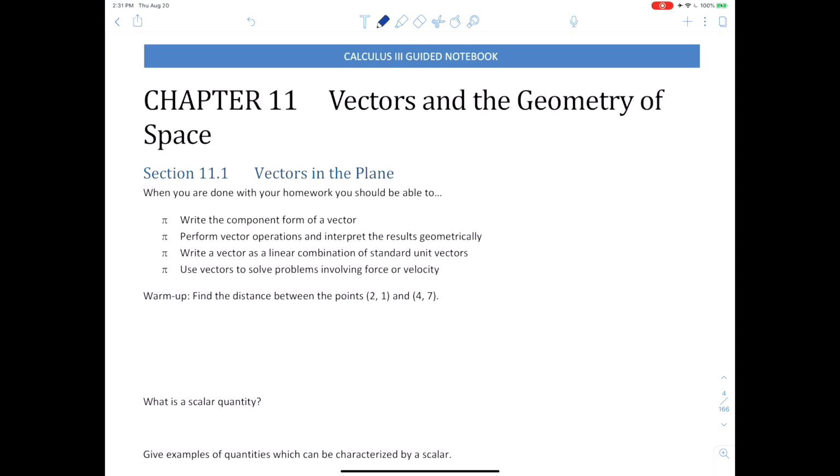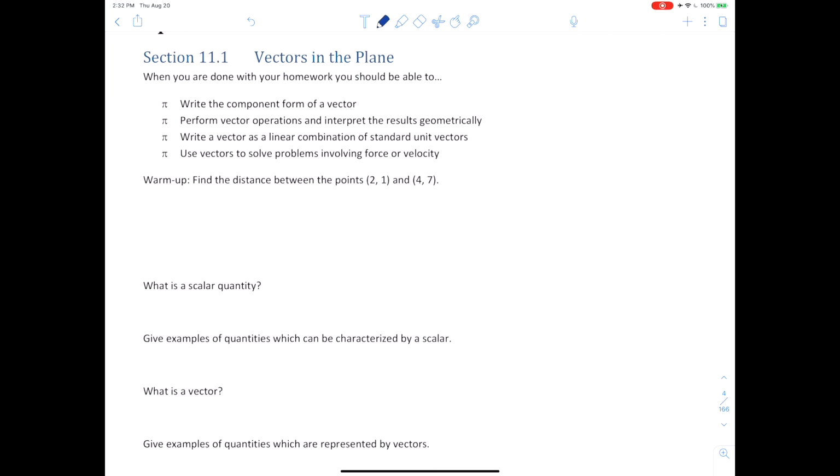So the first section, 11.1, covers vectors in the plane, and our goals here are we want to be able to write the component form of a vector, perform vector operations and interpret the results geometrically, write a vector as a linear combo of standard unit vectors, and use vectors to solve problems involving force or velocities.